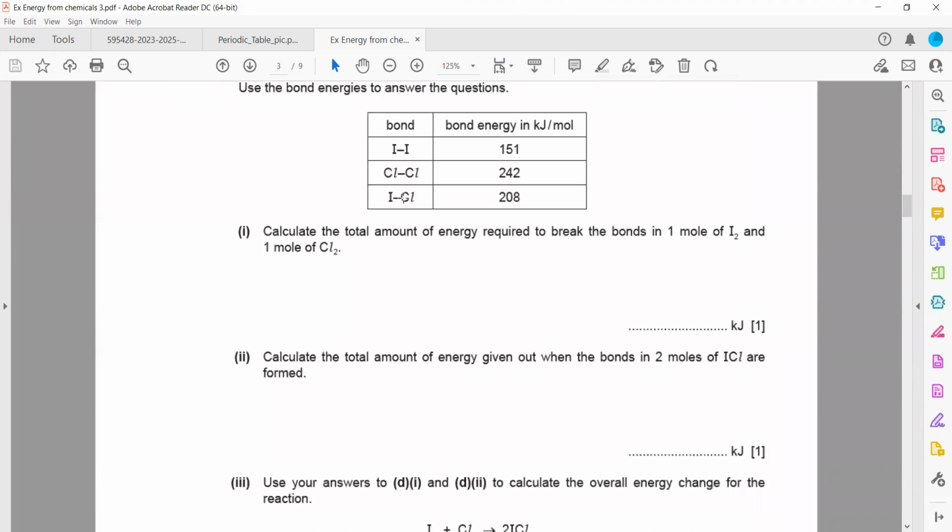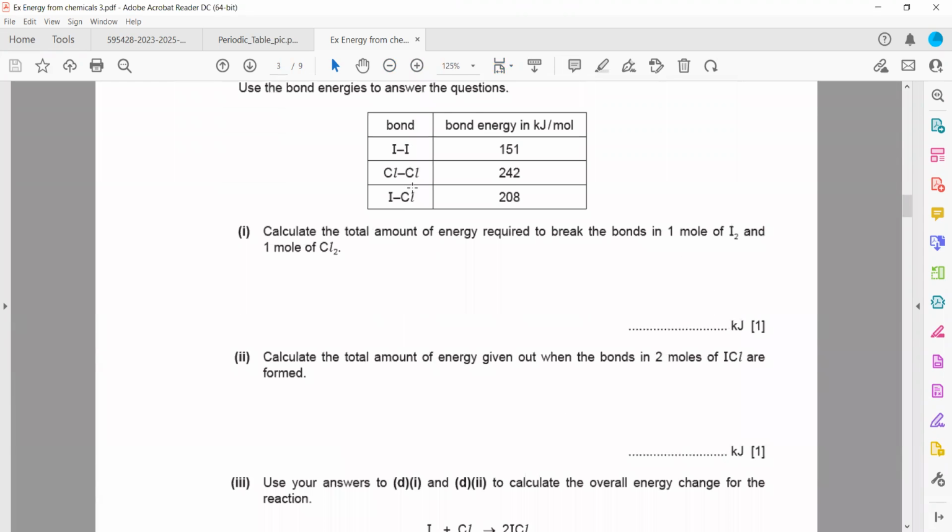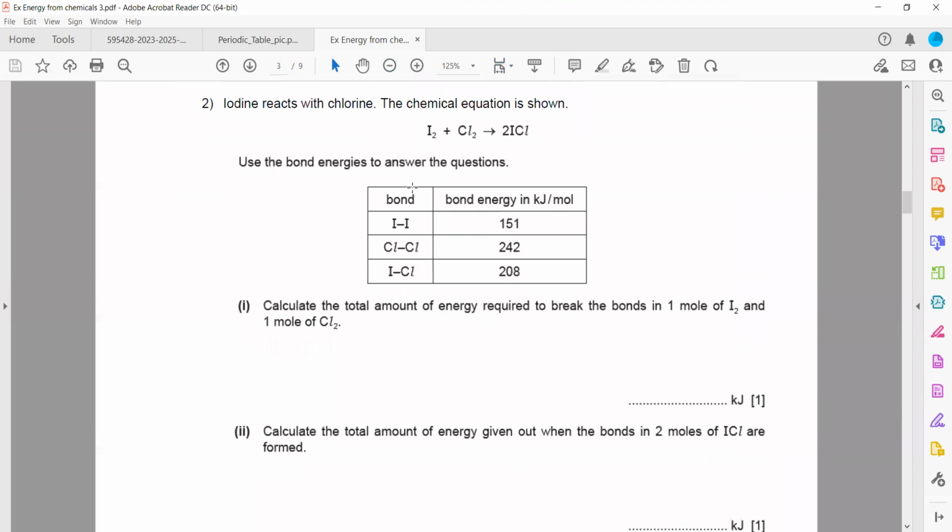Another question. Iodine reacts with chlorine. The chemical equation is shown. Use the bond energies to answer these questions. The total amount of energy required to break the bonds in 1 mole of iodine and chlorine.